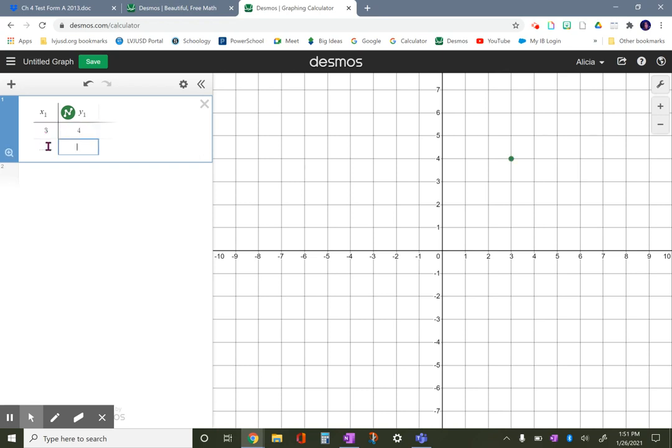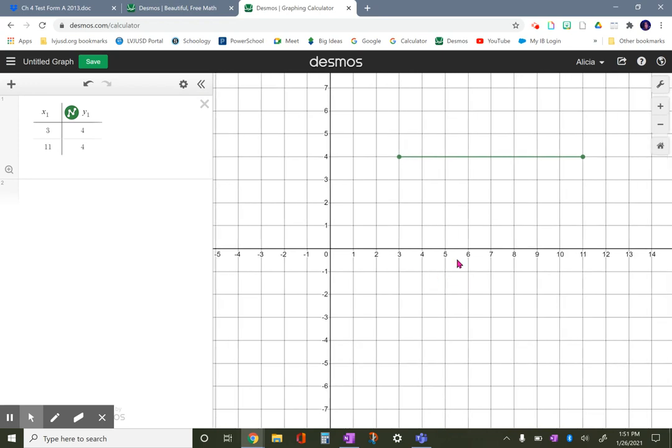And then point Q is (11, 4). You can see it's starting to connect there. And then the third point is (9, -2). Okay. So you'll see that you only got the lines that go from point P to Q. You can click on these to get the actual coordinates there, P, Q, and R.